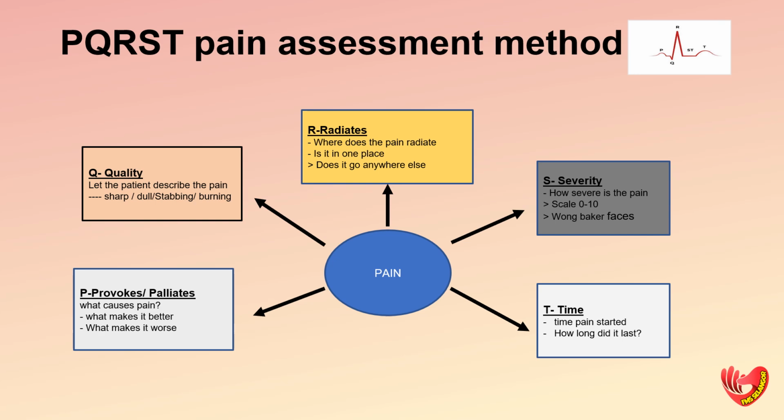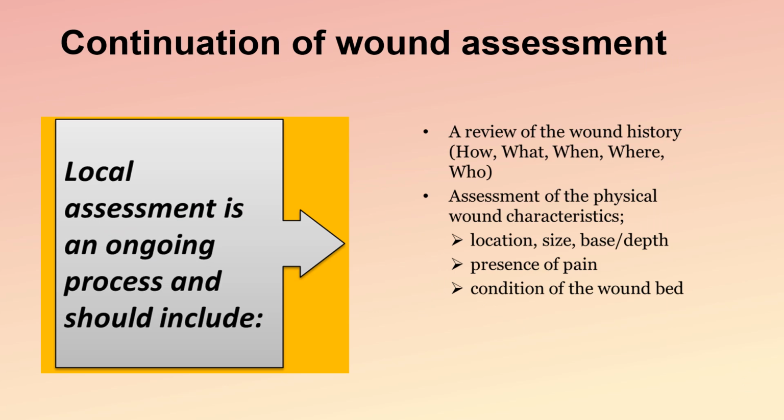S for severity. How severe is the pain? To assess severity, we can use pain scale 0 to 10 or we can use Wong-Baker Faces pain scale to assist us. T stands for time. We can ask the patient what time the pain started and how long does it last. It is important to assess the pain properly because inadequately managed pain can lead to adverse physical and psychological patient outcomes. Now let us move on to local wound assessment.